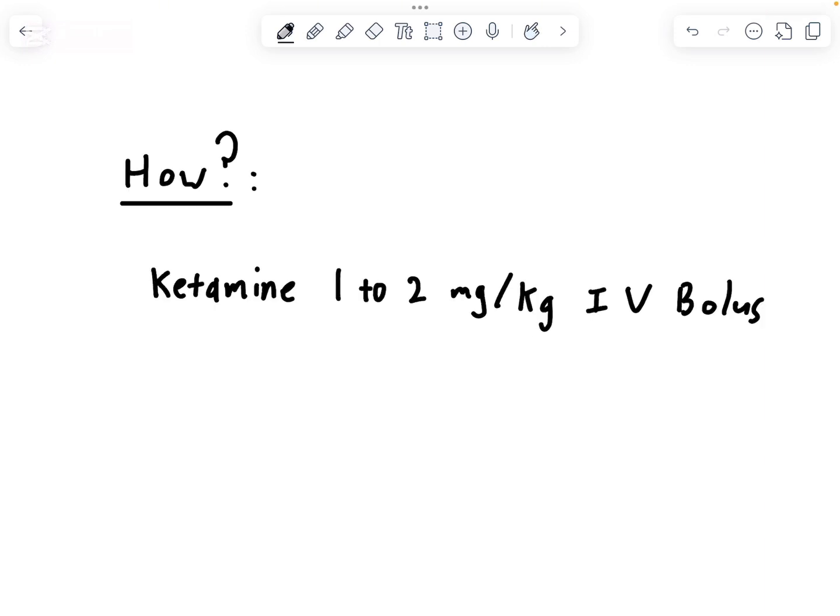And then our next question is, okay, now I have an understanding of when DSI would be useful. How is it done? And the answer to that I've written out right here. It's going to be ketamine 1 to 2 milligrams per kilogram IV bolus.